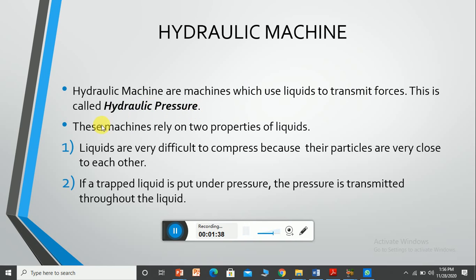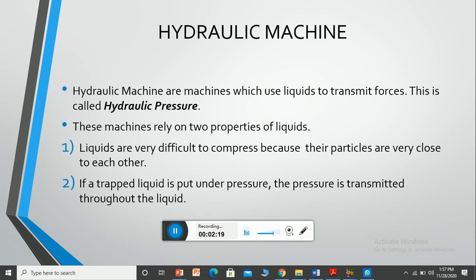These machines rely on two properties of liquids. Number one, as you know, liquids are very difficult to compress because their molecules or particles are very close to each other, so it's very hard to compress a liquid as compared to gases, because gas molecules are far away from each other. Number two, if a trapped liquid is put under pressure, if you exert pressure on the liquid, that liquid transmits all the pressure in all directions.